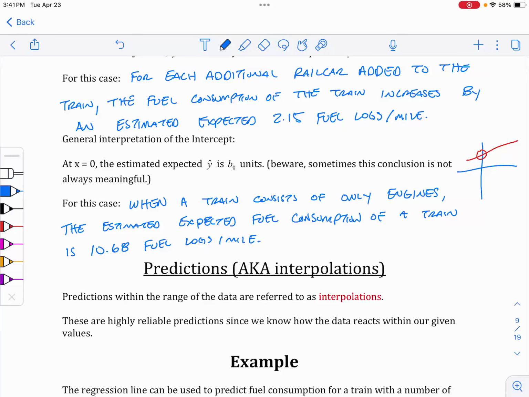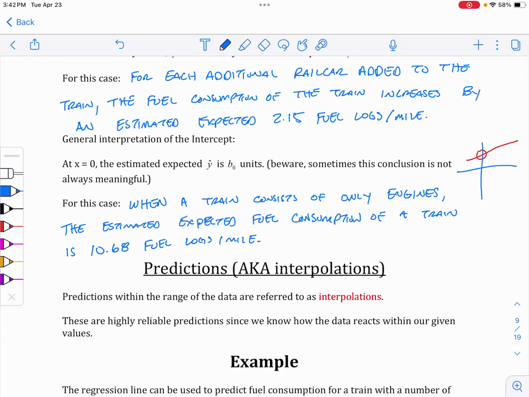Now, for the intercept, we often include a meaningfulness attachment, all right? And especially, we have to make sure this makes sense. And when it doesn't make sense, we definitely want to explain this. Now, the good news for us, this one actually seems to make sense, all right? When a train is only engines, does it still burn fuel? Yeah, right? The engine takes power to move. So just the engine burns fuel on its own, all right?